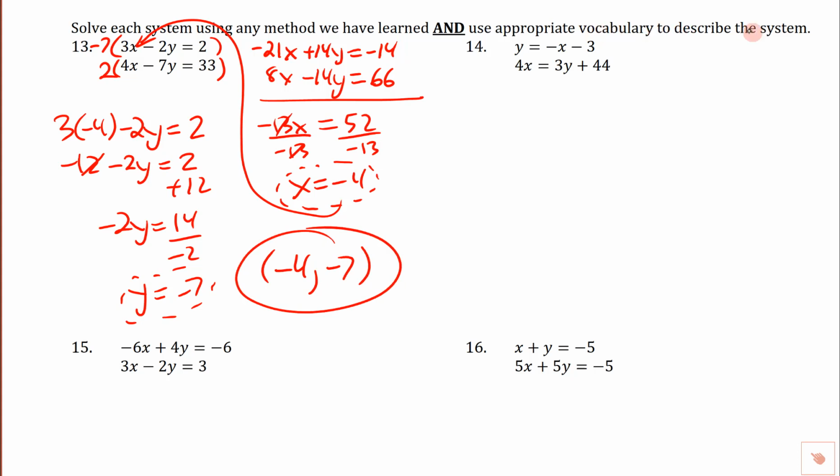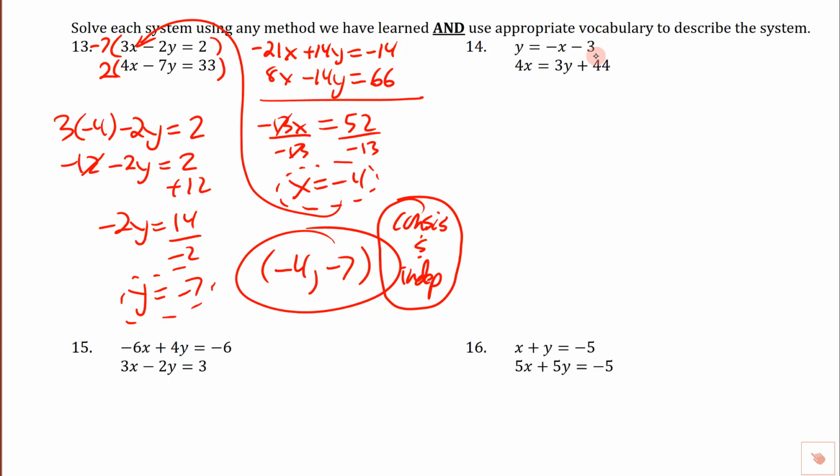Remember, don't forget this other part where we have to describe the system. We haven't looked at this, we haven't graphed this, but we know that it crosses in one point. So this is going to be consistent and independent. All right, so we've got 2 parts to the answer there: the point and the description. So we'll take a look at this next one.